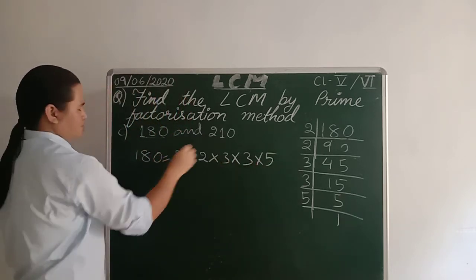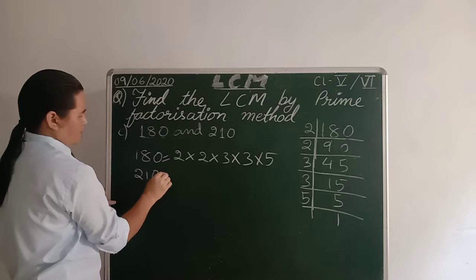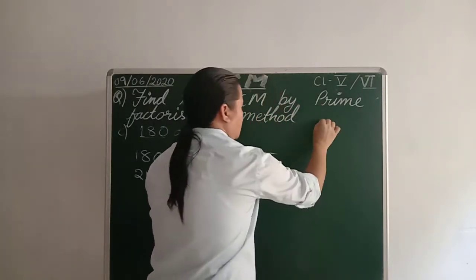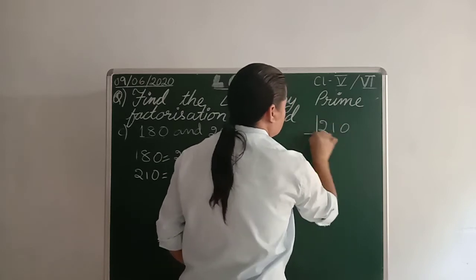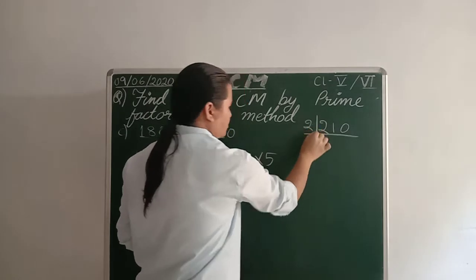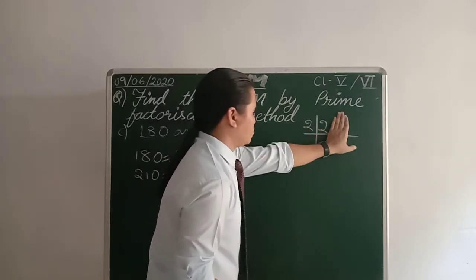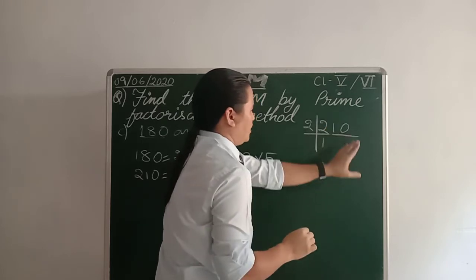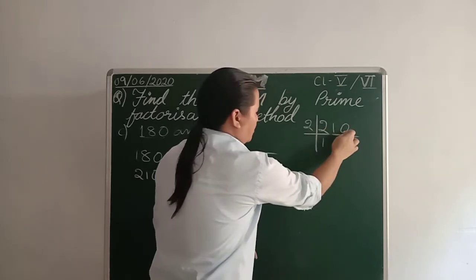Now find the factors of 210. So 210. Since 0 is an even number, we can break it down by 2. So just forget about this 1 and 0. 2 how many times does it go? 2 1s are 2. Now 1 is here and 0 is here.